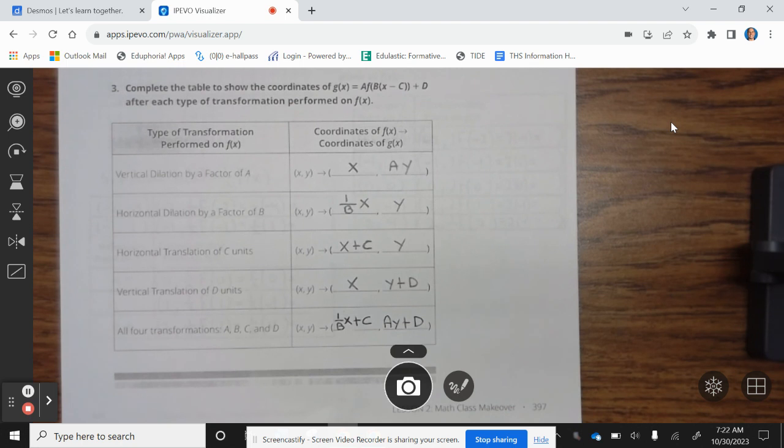A horizontal dilation by a factor of b. The point is 1 divided by b times x, comma y. A horizontal translation of c units is x plus c, comma y. A vertical translation of d units is x, comma y plus d.